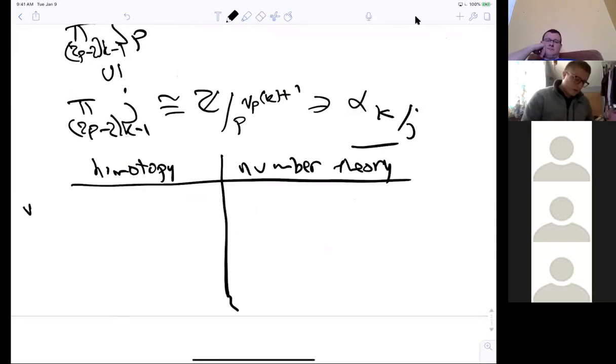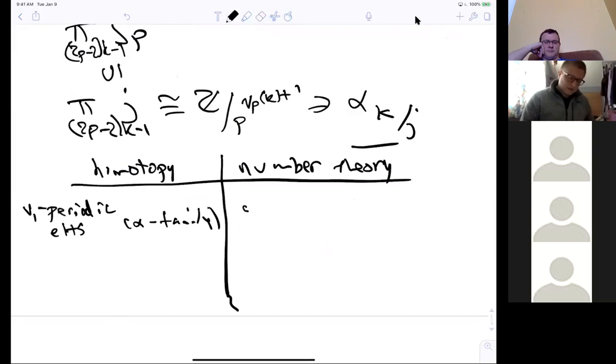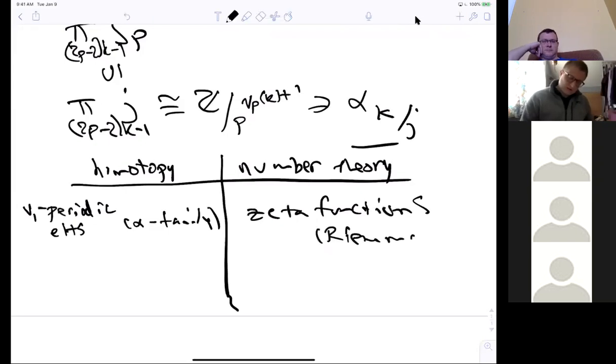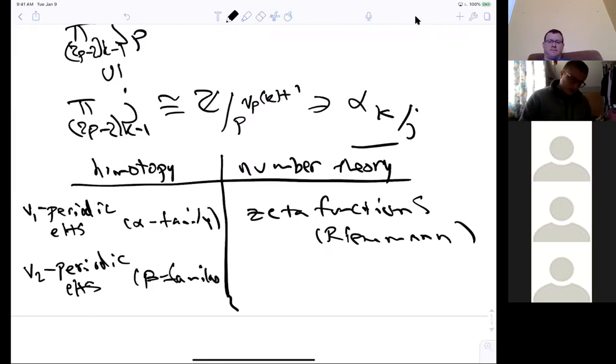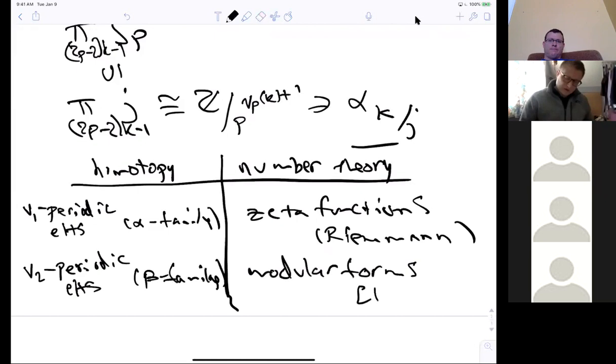So if you look at v1 periodic elements, so for example, the alpha family, then the idea is that should correspond to zeta functions. And specifically, we see the Riemann zeta function here. And then there's a little bit of work for v2 periodic elements. But I think even here, there's more to be said. So for example, the beta family is known to correspond to certain modular forms. And this is by work of Behrens.